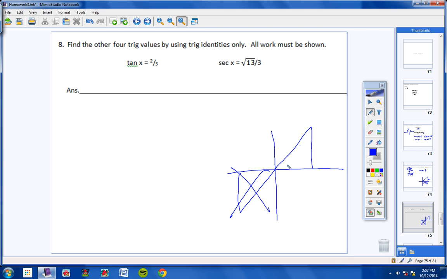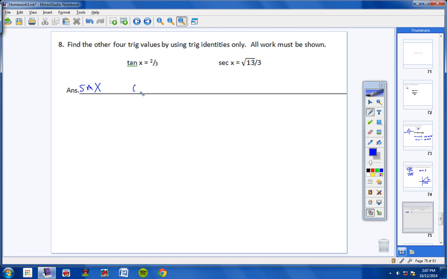So we're going to go ahead and put x here. Now we know we're dealing with quadrant number 1, so that's important to know. Everything will be positive. Now, we need to find the sine of x and the cosine of x. We already know the tangent. We need to find the cosecant of x. We already know the secant, and we need to find the cotangent of x.